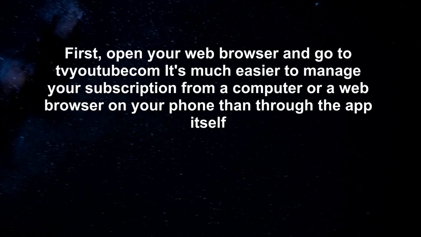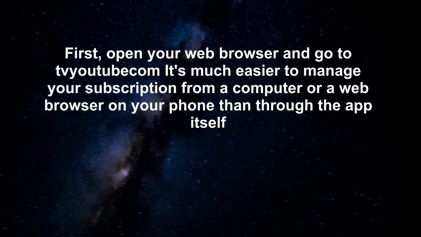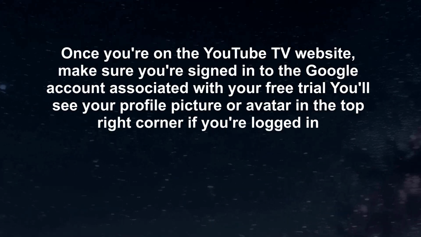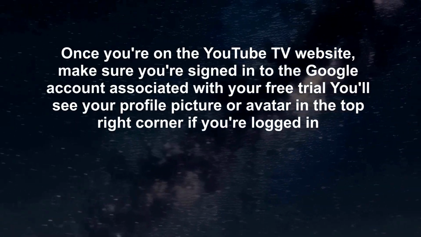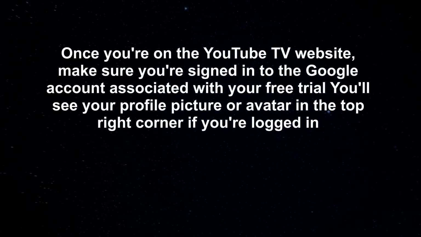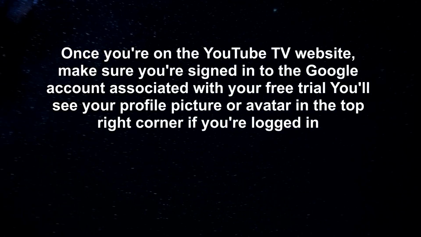It's much easier to manage your subscription from a computer or a web browser on your phone than through the app itself. Once you're on the YouTube TV website, make sure you're signed into the Google account associated with your free trial. You'll see your profile picture or avatar in the top right corner if you're logged in.